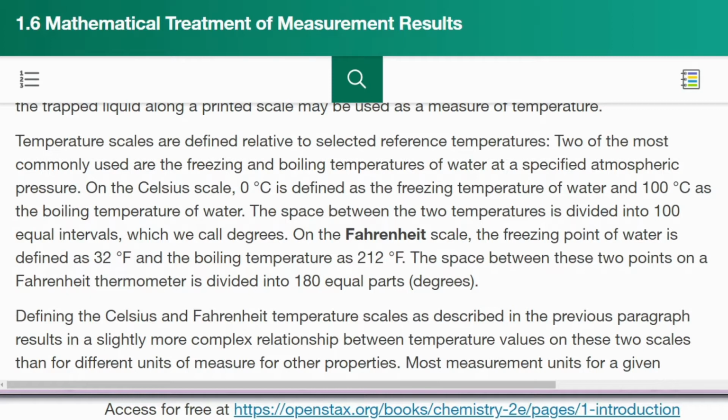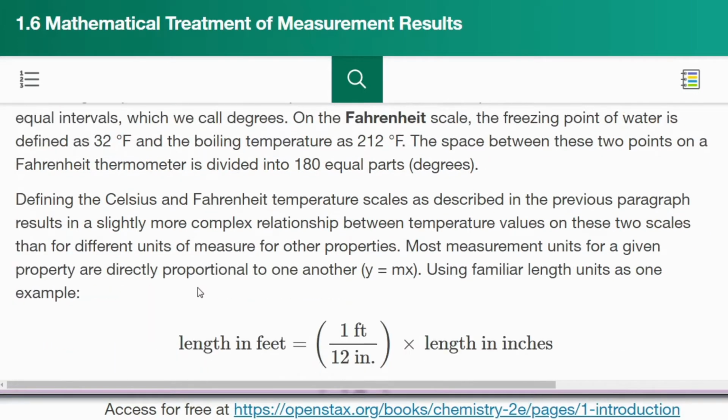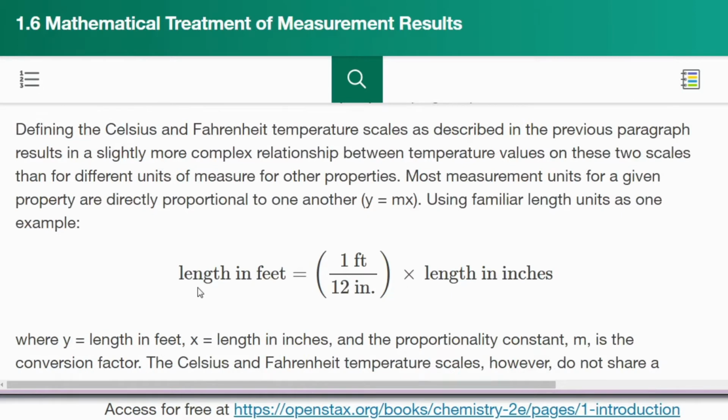On the Fahrenheit scale, the freezing point of water is defined as 32 degrees Fahrenheit, and the boiling temperature as 212 degrees Fahrenheit. The space between these 2 points on a Fahrenheit thermometer is divided into 180 equal parts. Defining the Celsius and Fahrenheit temperature scales as described in the previous paragraph results in a slightly more complex relationship between temperature values on these two scales than for different units of measure for other properties.